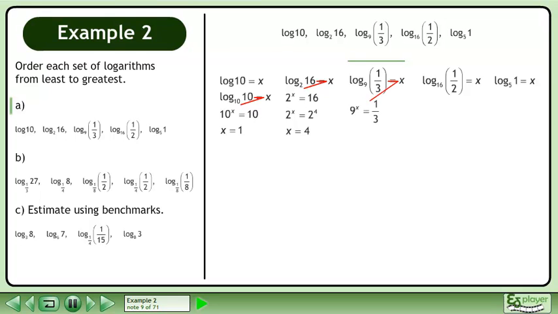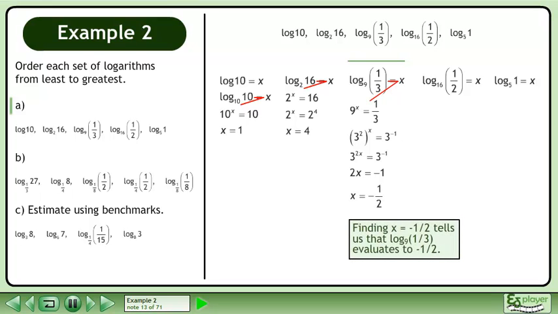The next logarithm can be written as 9 to the power of x equals 1/3. Write 9 as 3 squared and write 1/3 as 3 to the power of -1. Multiply the exponents. Set the exponents equal to each other. This gives us x equals -1/2. Finding x equals -1/2 tells us that the base 9 logarithm of 1/3 evaluates to -1/2.